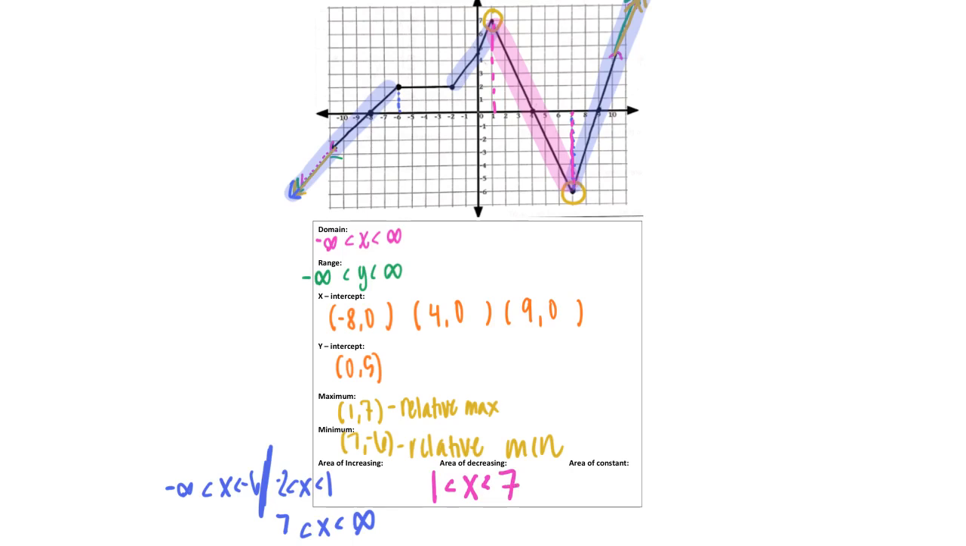Last thing we need to look at is where the graph is constant. Constant means there's no change. So that's this flat portion right here. You'll still write it in terms of x. It starts becoming constant at negative 6 and stops at negative 2.